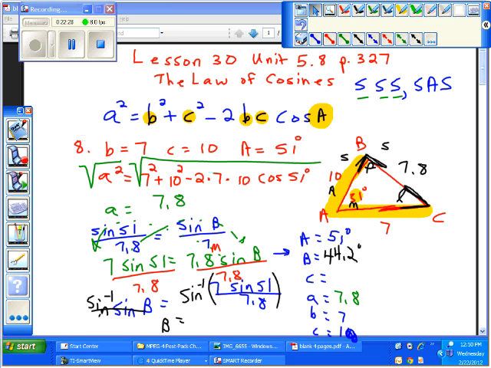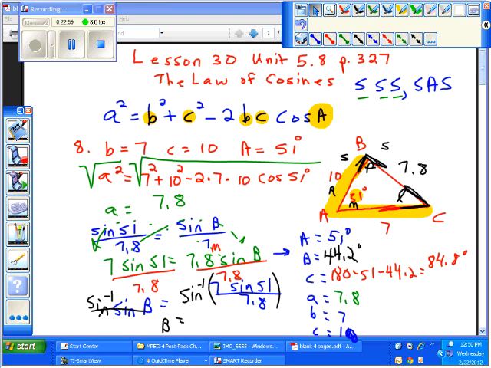Okay. Now, angle C is obviously 180 degrees minus angle A minus angle B, which would come out to be 84.8 degrees. And so we solved the triangle. We started with the law of cosines, and then we converted to the law of sines, and then we went to the sum of the angles of a triangle is 180 degrees. Any questions on that?